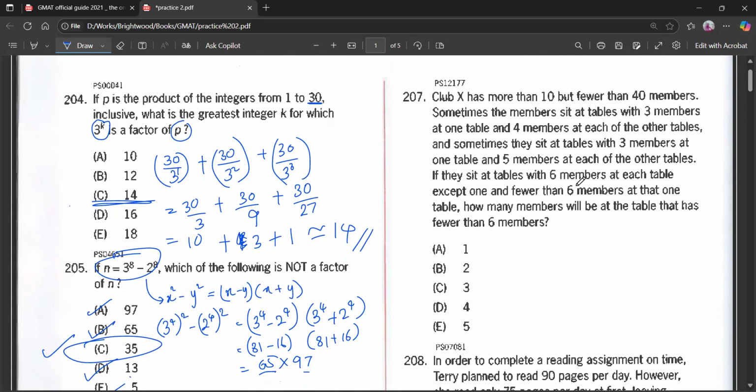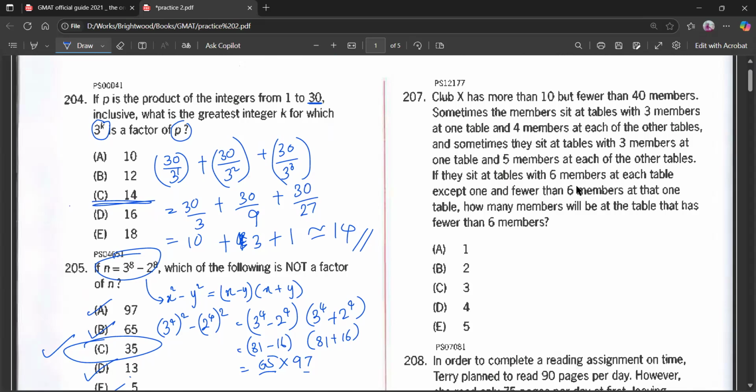Okay, here, next one. Look at it. Club X has more than 10 but fewer than 40 members. More than 10 and fewer than 40, that means between 10 and 40. Sometimes the members sit at tables with 3 members at one table and 4 members at each of the other tables.